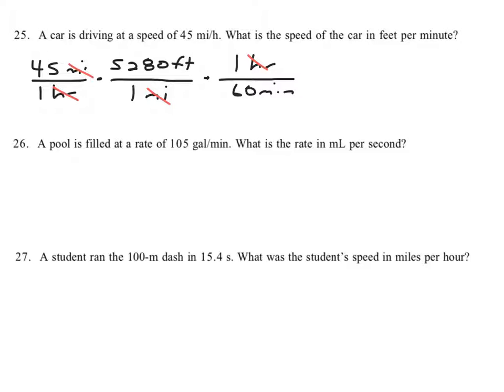Now, what can we cancel from bottom to top? We can cancel 60 and 45 both by 15. This becomes a 3. This becomes a 4. And we can cancel this 4 and this 5,280. I can divide. Let's just do it by 2 first to make it easier.